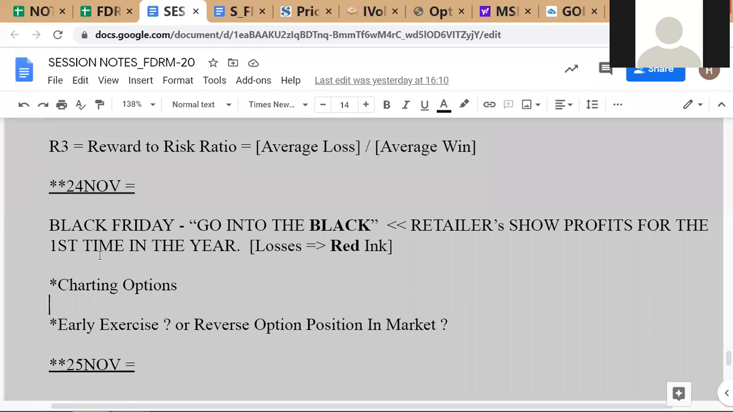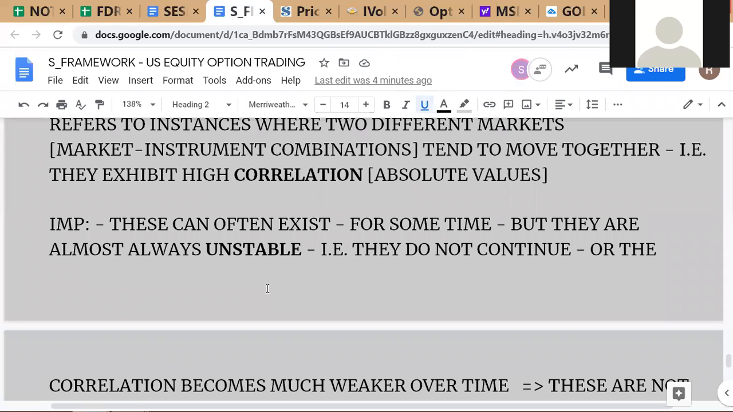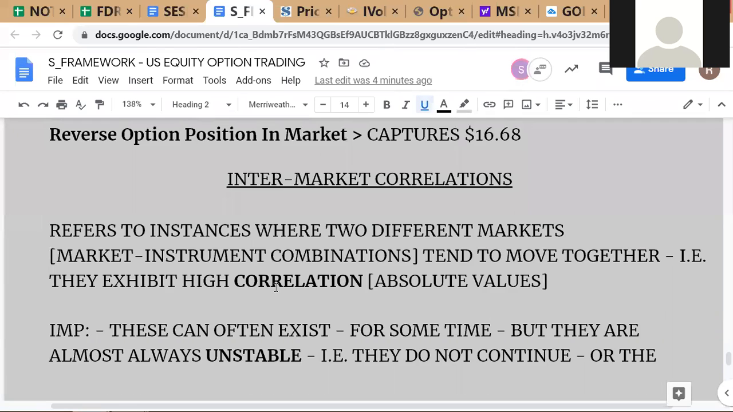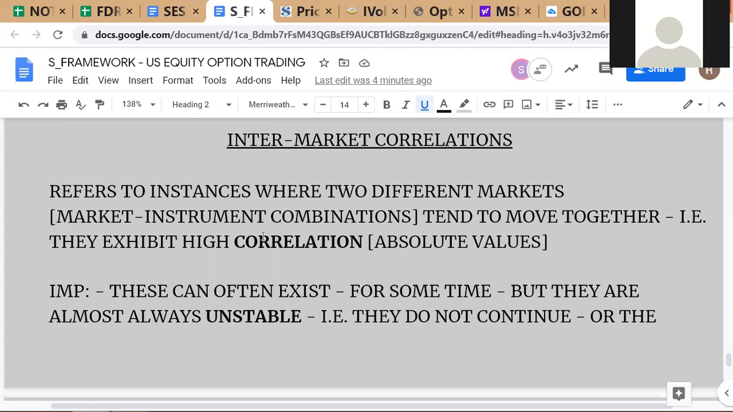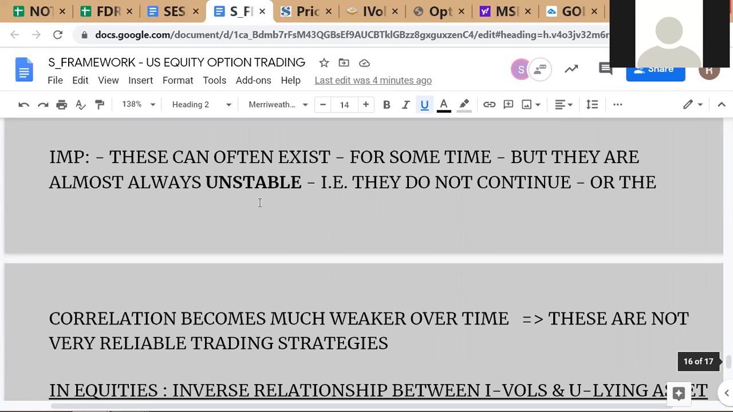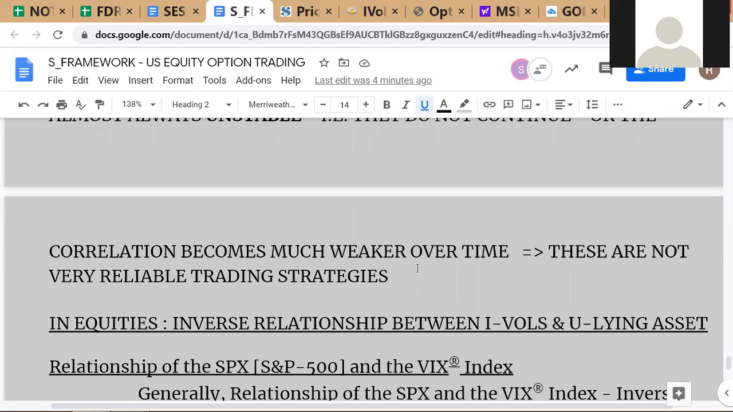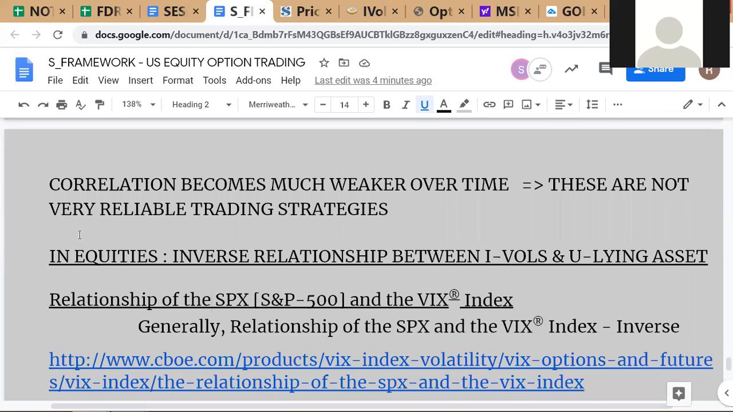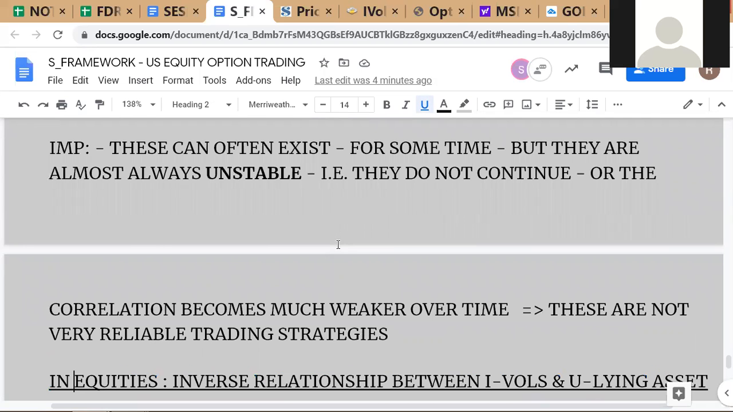But this is when you have to remember what I've taught you here, that you can have these kind of cases, but they are not stable. They change over time, so it's not very reliable as a trading strategy. Okay, so they can exist in any asset class. We can write this.